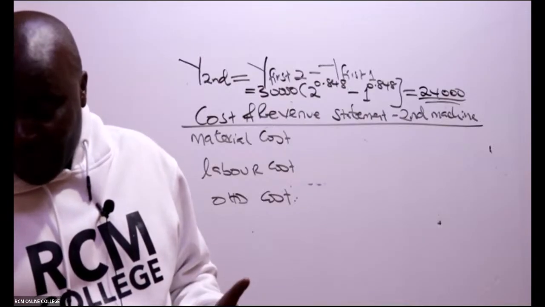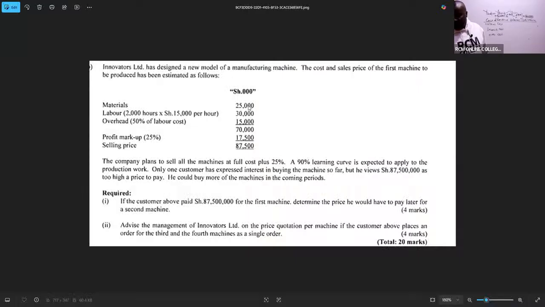That's a figurative joke. So you see this material for the first machine was 25,000. Because for materials, there is nothing like learning there. So materials for the second one will also be 25,000.